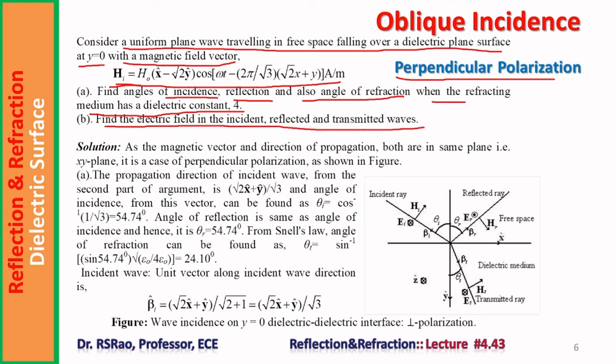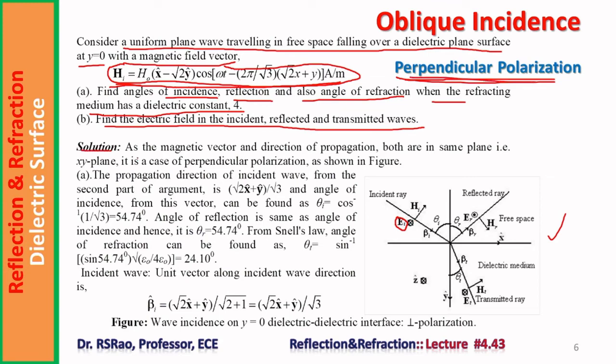Now, by watching keenly the expression for given field, one can notice that it is a case of perpendicular polarization. One can sketch this diagram illustrating the incidence and reflection as well as refraction. Notice here electric vector, this is electric vector in incident wave. It is into the board. It is perpendicular to the plane of incidence. That's why it is perpendicularly polarized wave.